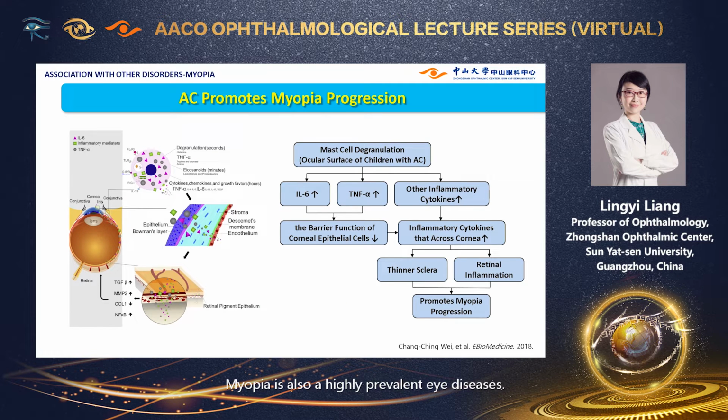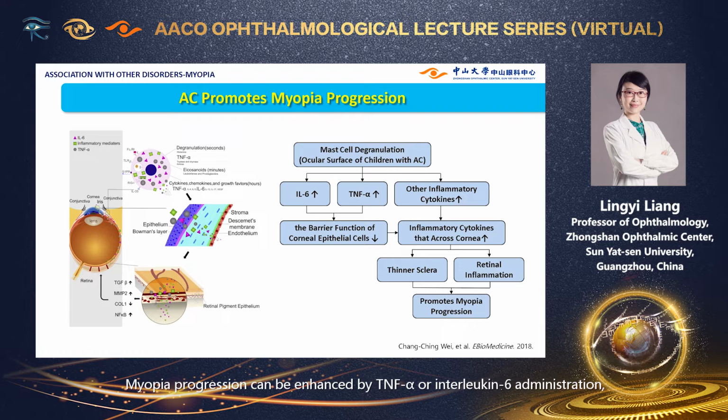Myopia is also a highly prevalent eye disease. A cohort study was conducted and confirmed that children with allergic conjunctivitis have a higher incidence and subsequent risk of myopia compared to those without allergic conjunctivitis. Lower refractive error and longer axial length of the globe were observed in an allergic conjunctivitis animal model.